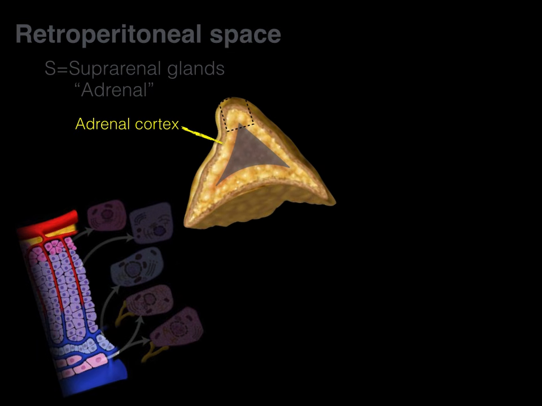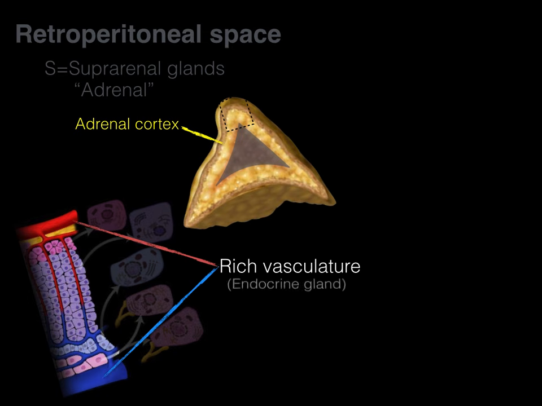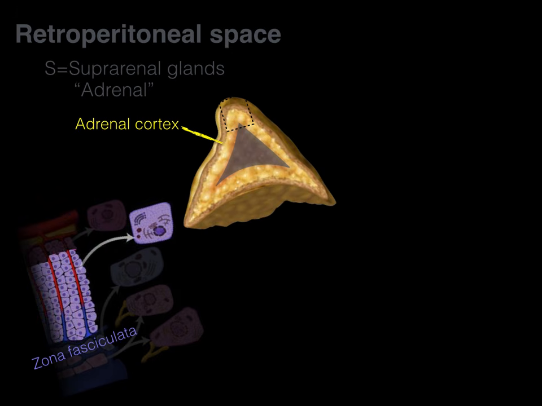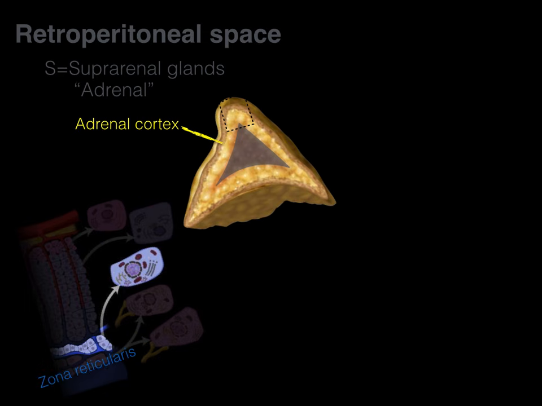And so the adrenal cortex, because there are so many hormones, is very rich in vascular supply, because the adrenal gland is an endocrine gland which secretes its hormones into the blood supply. One of those layers in the adrenal cortex is called the zona glomerulosa, which secretes mineralocorticoids like aldosterone that help regulate blood pressure. We also have the zona fasciculata, which secretes glucocorticoids such as cortisol. And then finally, the deepest is the zona reticularis, which secretes androgens like DHEA.